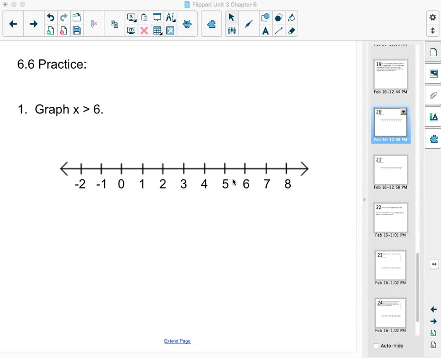These are our practice problems for Chapter 6, Lesson 6. And to start Chapter 6, Lesson 6, I want to talk to you about inequalities.